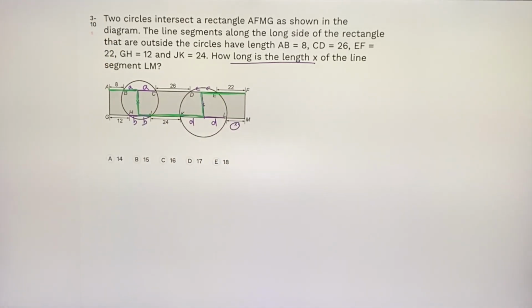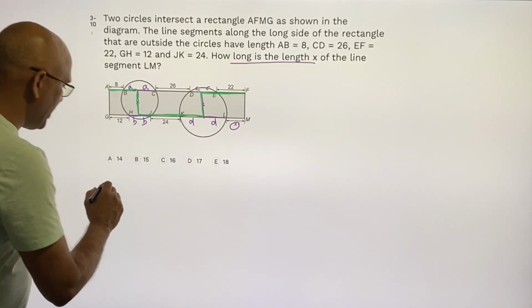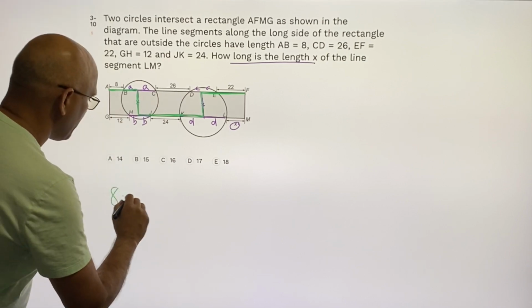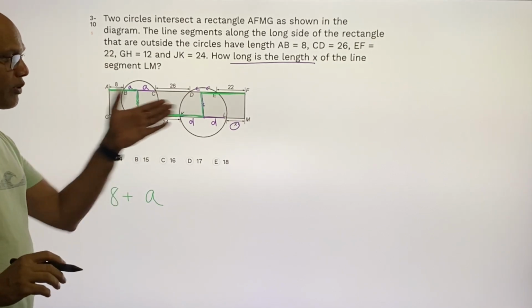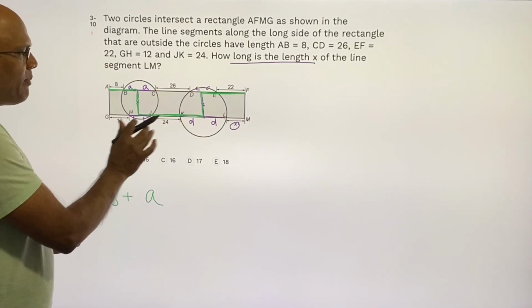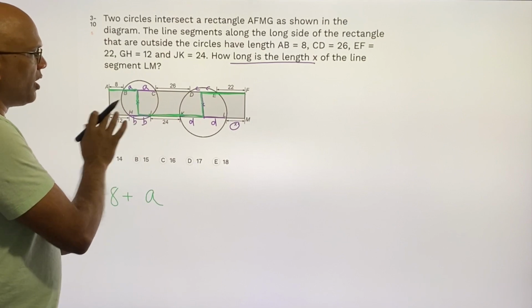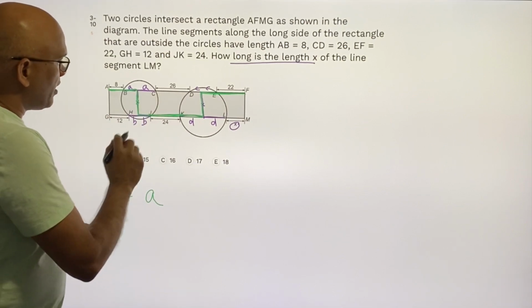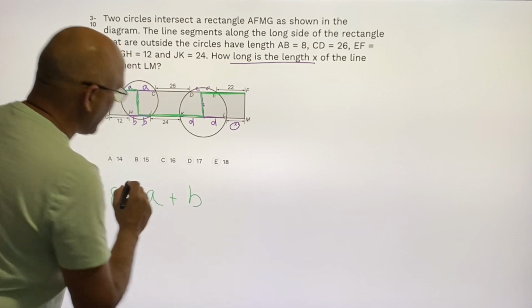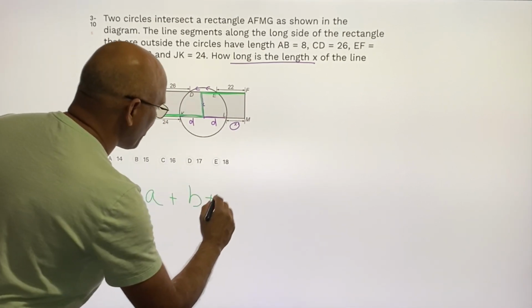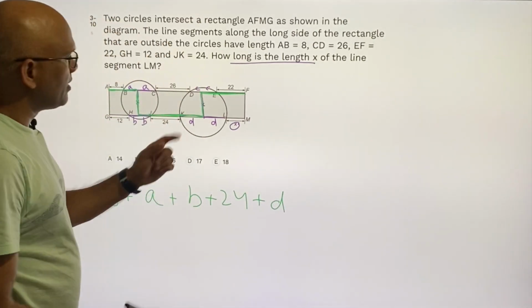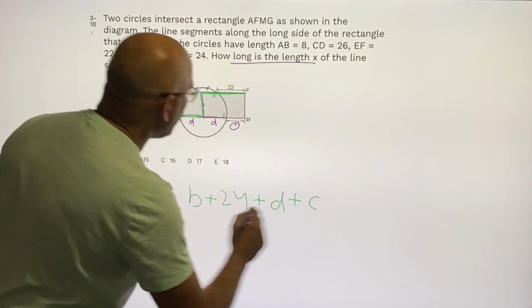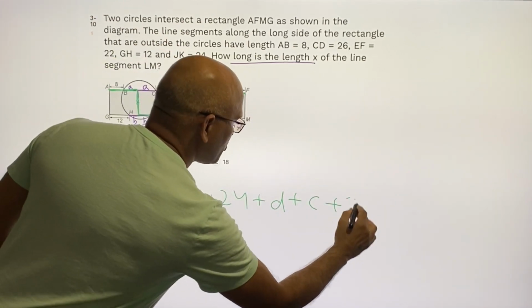Now the length of that path is going to be 8 plus A, and I'm only going to calculate the horizontal length, because I'm only given the horizontal lengths, so I'm not going to include the vertical length. So B, this is B, and then this is 24, and then this is D plus C, this is C, and then plus 22.